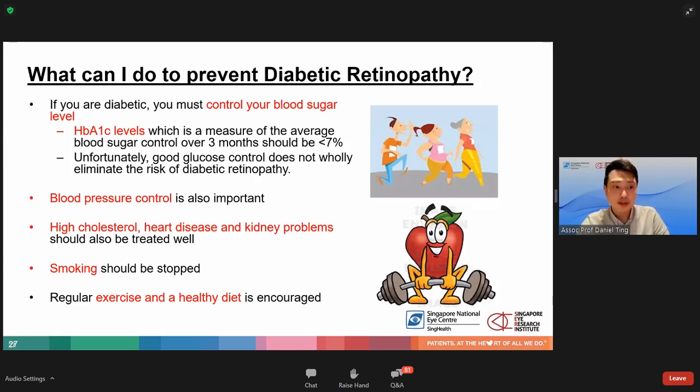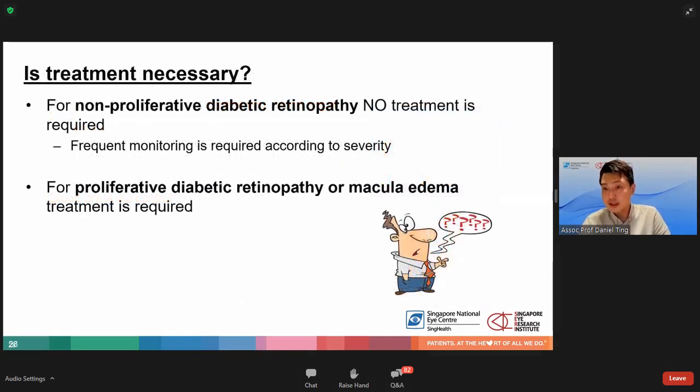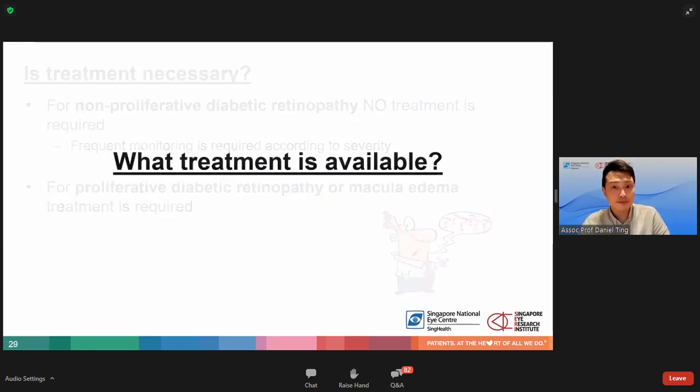And for the blood pressure, high cholesterol, and those who are actually smoking, I think that's something that you really have to seriously think about, because this not just endangers your health, but also your family members through the secondhand smoke as well. So is treatment necessary? I think for the eye, for the milder form, usually we just need to screen and monitor. But for the more severe cases, usually we need to start thinking about the lasers or injections, or the worst case scenario, surgeries.